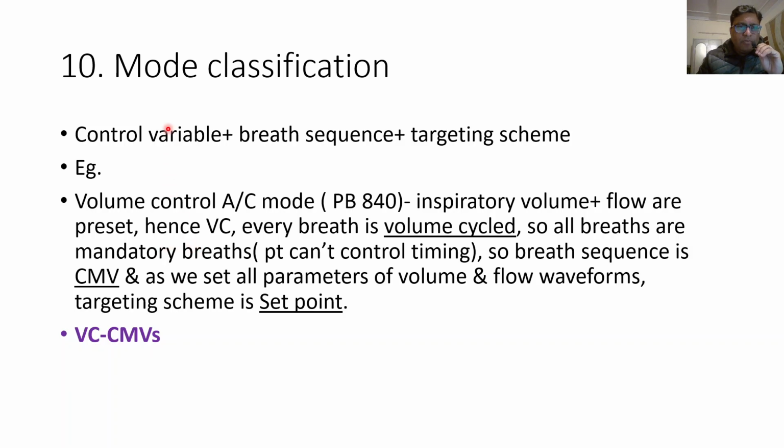The control variable becomes volume. Every breath will be volume cycled because flow and volume are being tightly controlled. All breaths therefore become mandatory because the patient cannot control the timing. So the breath sequence becomes CMV. Spontaneous breaths are not possible. So this is a CMV. And as we have set all the parameters of volume and flow patterns, the targeting scheme becomes the basic targeting scheme, set point. So the ultimate complete classification of this mode, in terms of the tag, would be VC-CMVs, small s for set point.